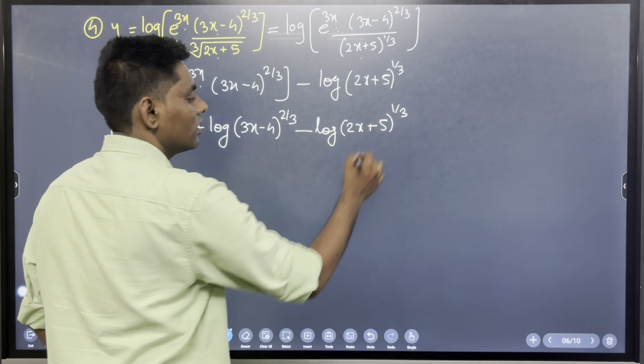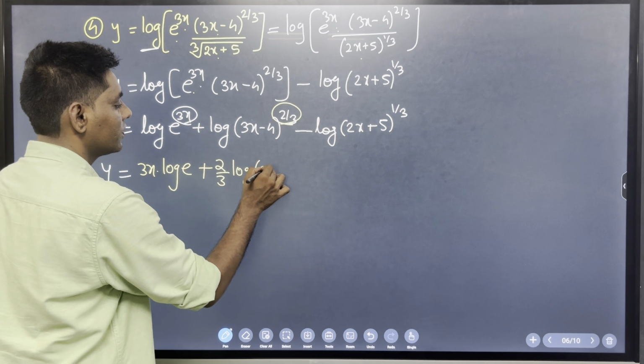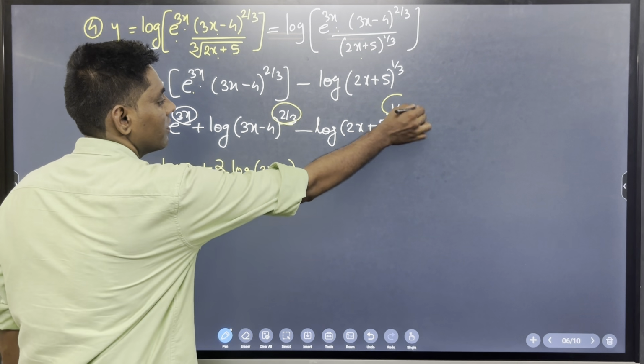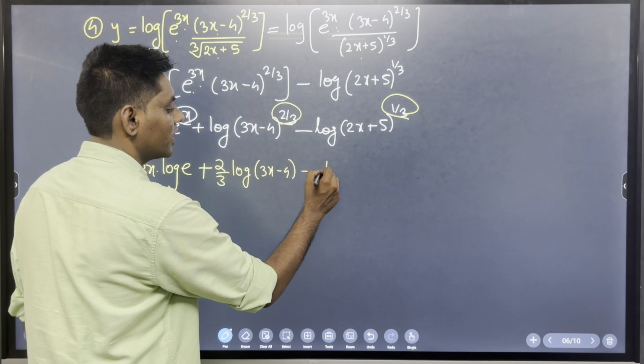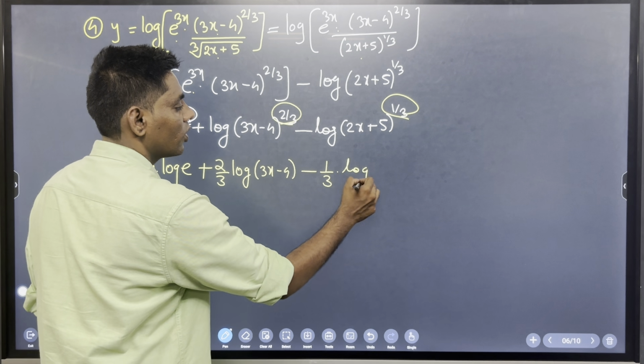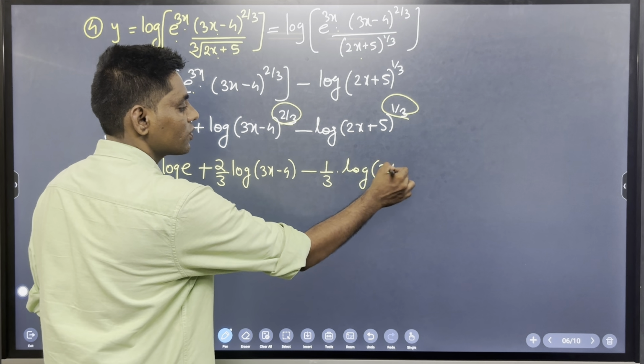And just by using the third property, that is raised to power, now here the power is 3x, so our answer is 3x into log of e, and we know that log e is 1. Next, here the power is 2 by 3, so the answer is 2 divided by 3 into log of 3x minus 4, and next, here the power of that logarithmic term is 1/3, so that is 1/3 into log of 2x plus 5. So we use here the basic and most important property of logarithm, that is log of m raised to n equal to n into log of m. By using this property we complete the question.